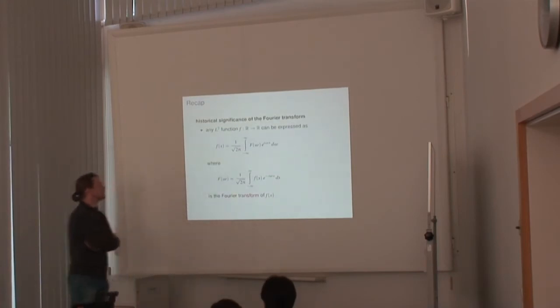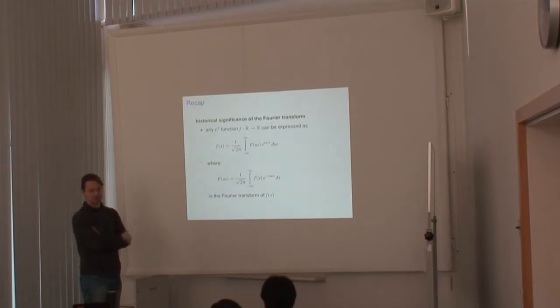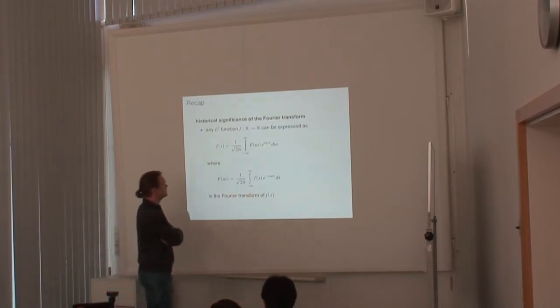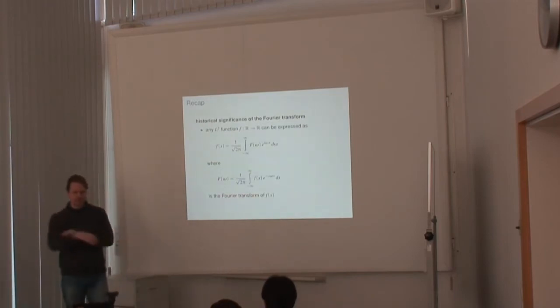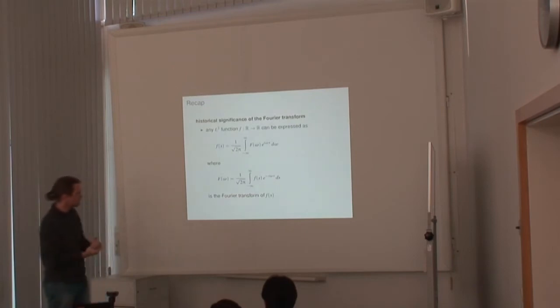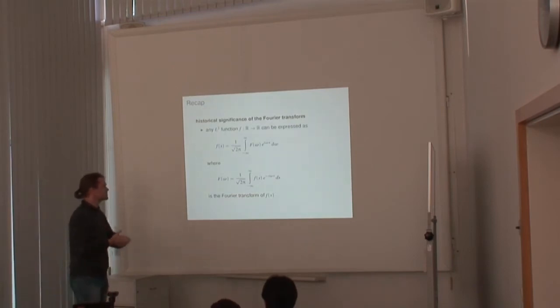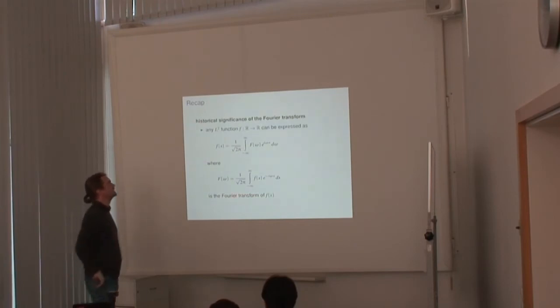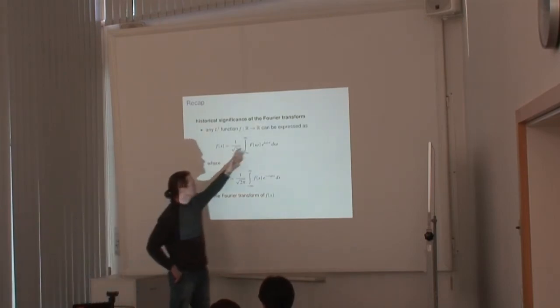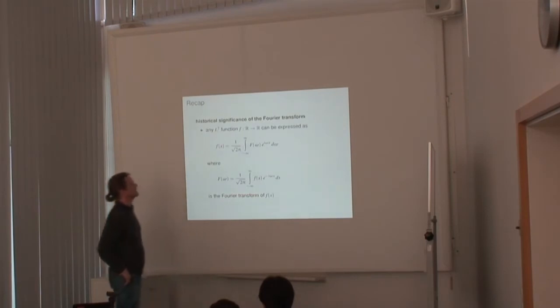That is, we can say that f of x can be alternatively expressed as 1 over square root of 2 pi times the integral from minus infinity to infinity. And then there is a function capital F of omega. And then we have another function times e raised to the power of i omega x. And all of this is integrated with respect to omega.